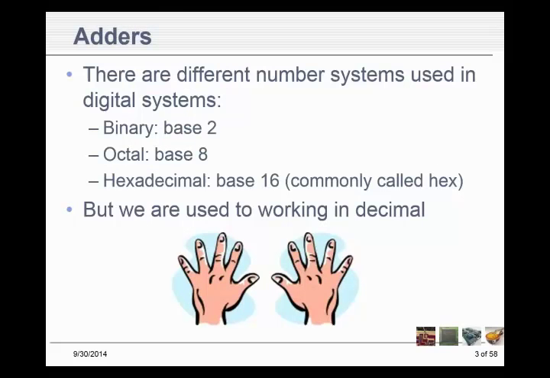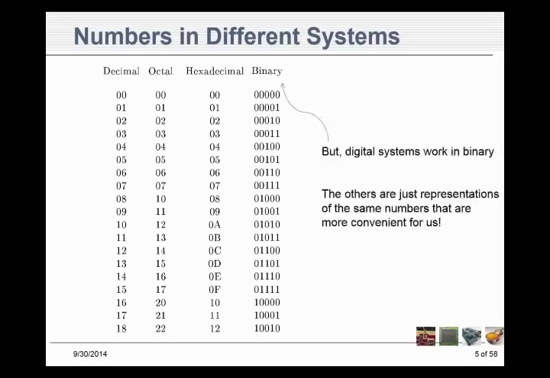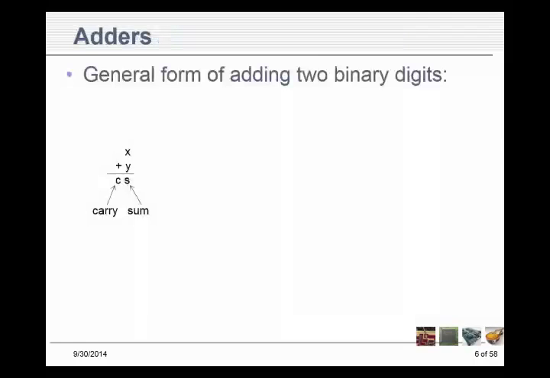We got adders. We're used to working in decimal, but they got binary or octal or hexadecimal systems. You should know all this, how to convert from one to the other, right? The tough part is knowing which system I'm working in. Because if I say 10, you may not know if I'm in decimal, octal, hex, or binary. So you may have to ask me which system I'm talking about in some of these number things. But you should know how to move from one system to another.